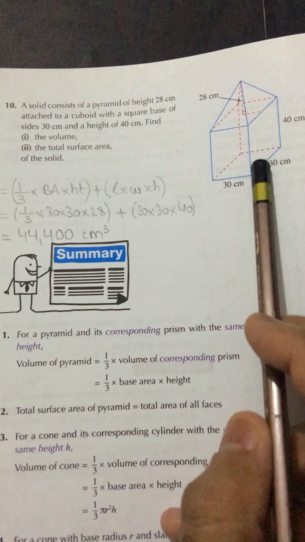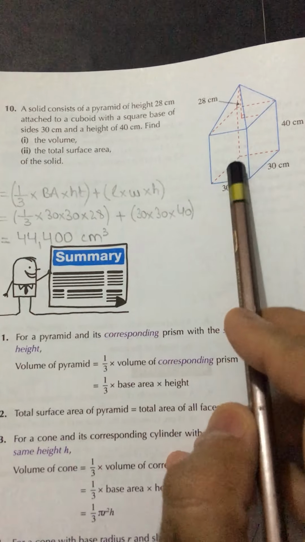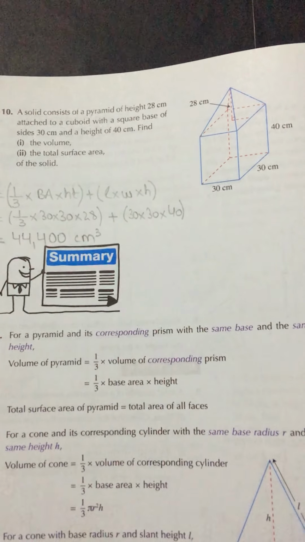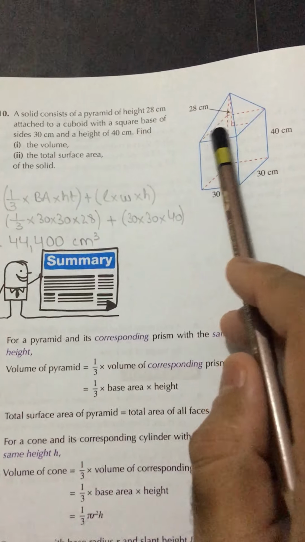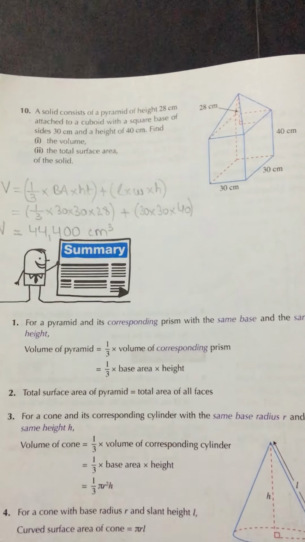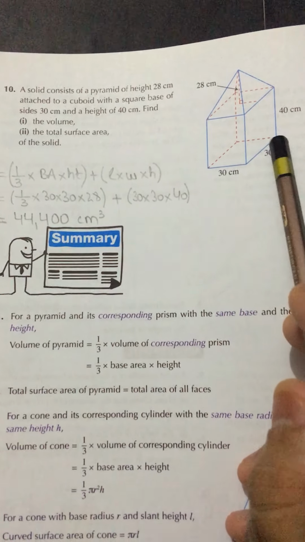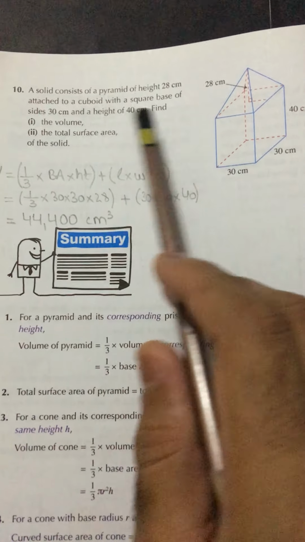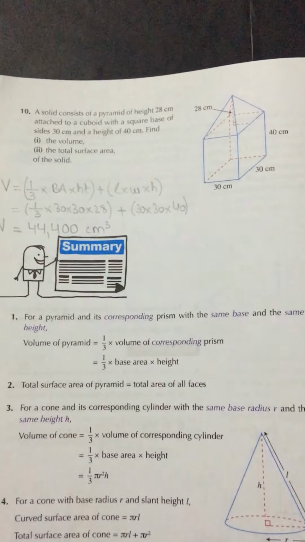So if this is a square, the base of the pyramid will also be a square because it is just at the top of the cuboid. So this is a square, so the base of the pyramid is also a square. So this is basically a square base pyramid, and the sides of the cuboid are 30, 30 and 40 centimeter. We have to find the volume and the total surface area of this solid.